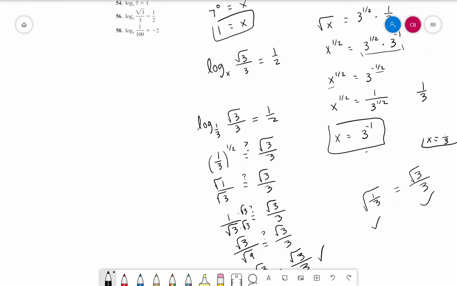And then let's do one final one. We have x to the -2 is equal to 1 over 100. What does x have to be equal to? Well, this is going to be x to the -2 is equal to 10 to the -2. Well, then x is equal to 10.